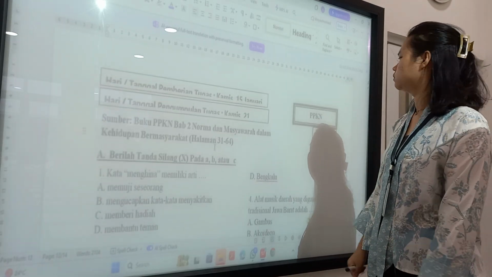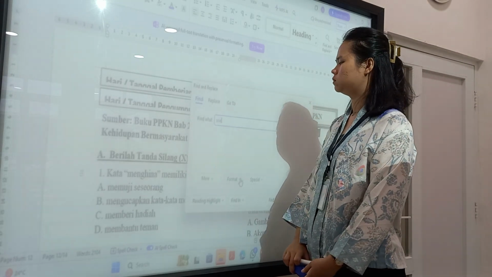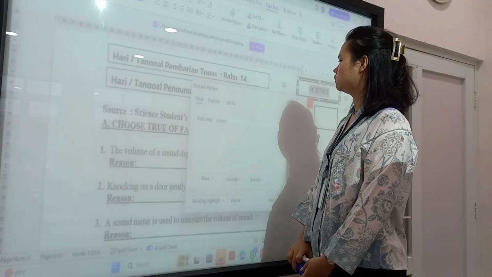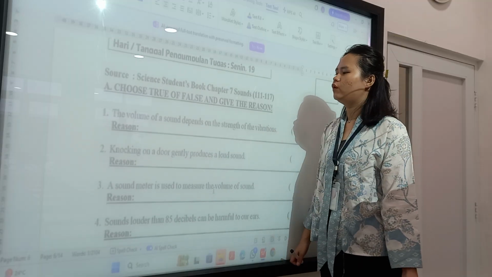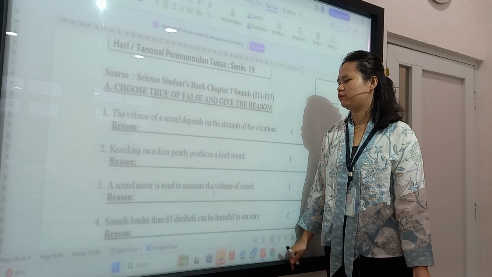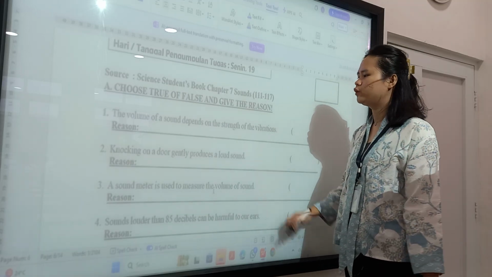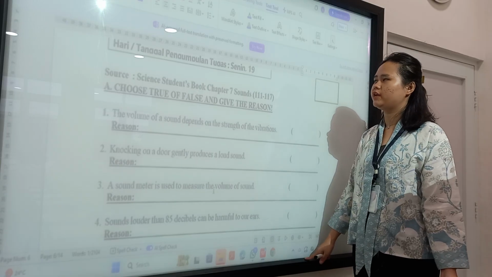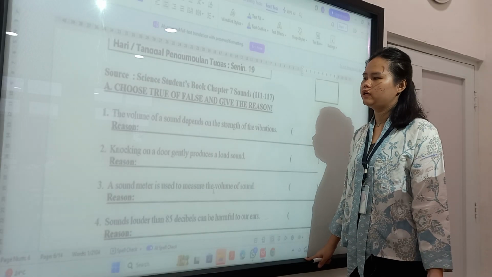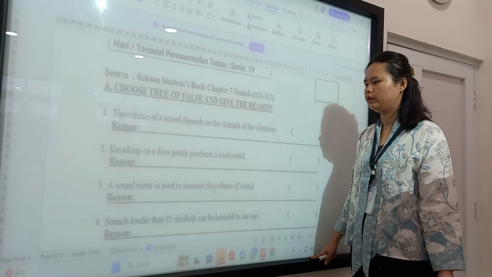Okay, we move to science. Question number 1: The volume of a sound depends on the strength of the vibration. Is it true? Because the volume of the sound will be louder if the vibration is quick, and the volume of the sound will be low when the vibration is slow.